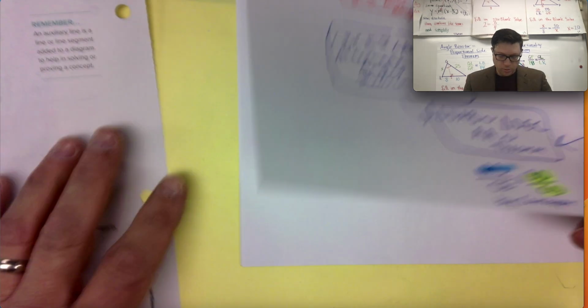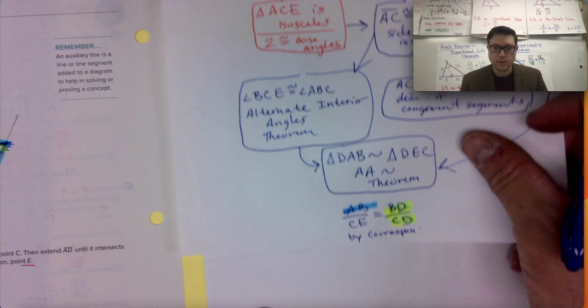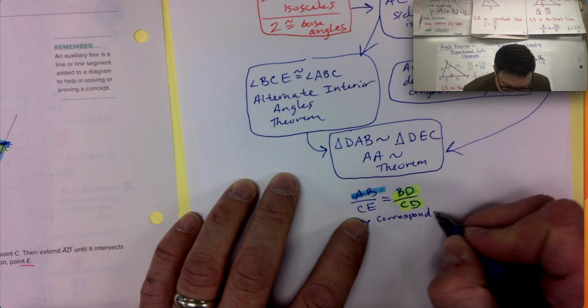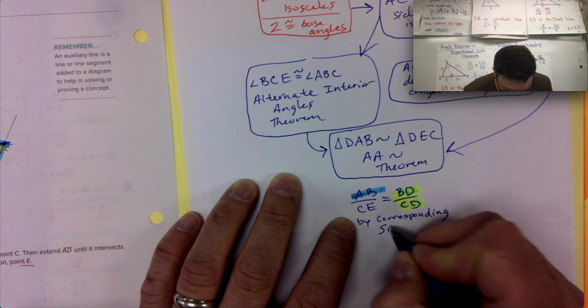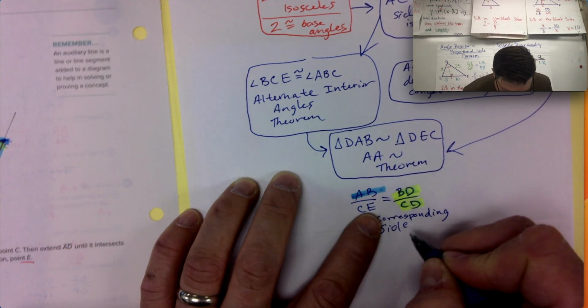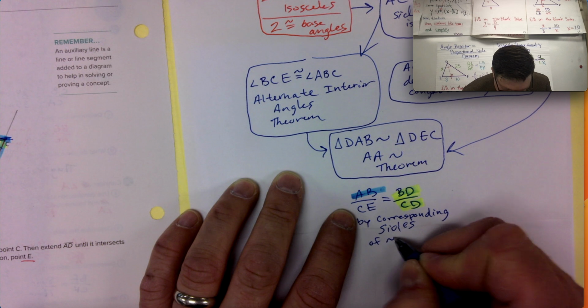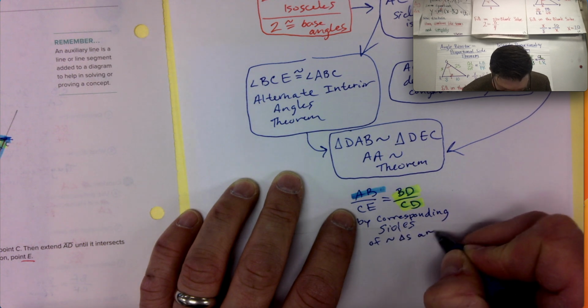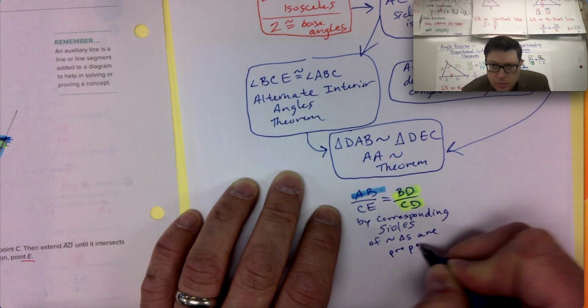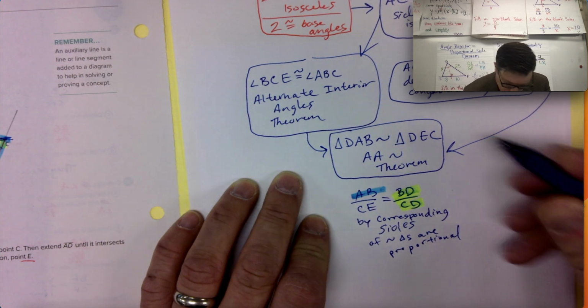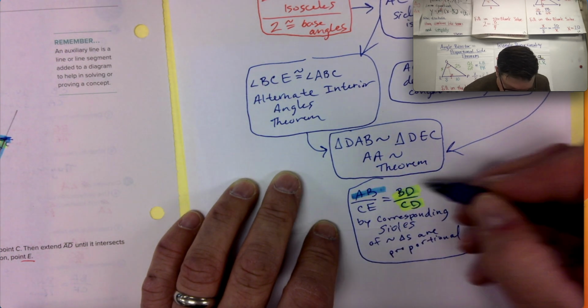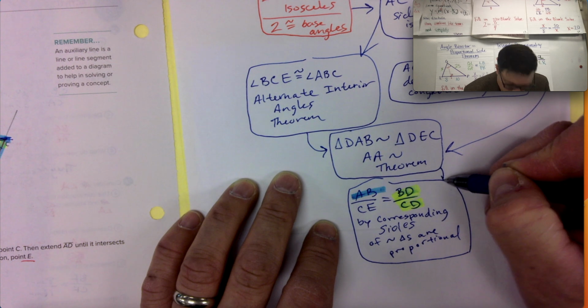I'm going to need more paper. Oh, my word. There's so much going on here. Here's more paper. By corresponding sides of similar triangles are proportional. All of this box now happens from there.